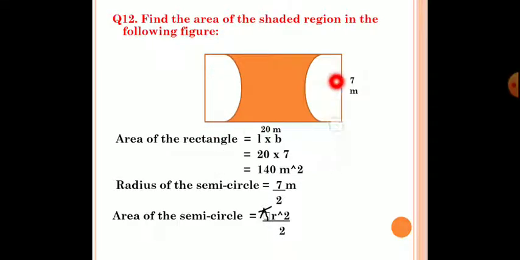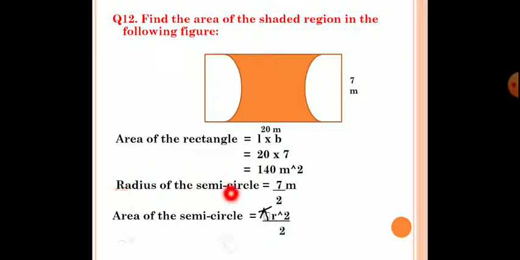So this is the figure, that is a rectangle, and we can see that two semicircles have been cut out from the rectangle. First we'll start with the area of the rectangle, that is length into breadth. Length is given as 20 and breadth as 7. So 20 multiplied by 7 is 140 meters square.